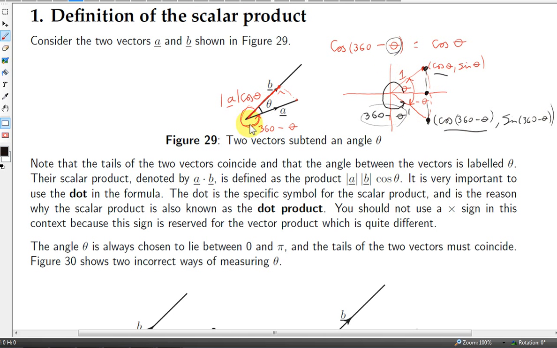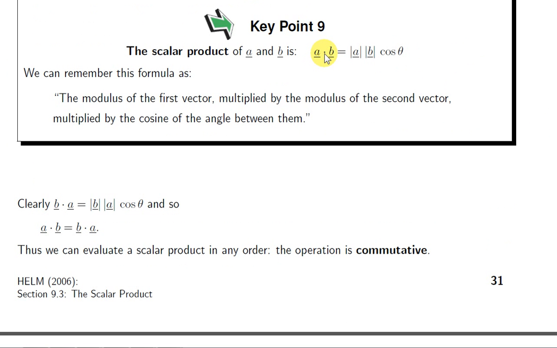So we don't have to worry about which angle we use when we're getting the dot product, because the cos will give us the same result. So that's A dot B. Now what about B dot A? Well, we get the modulus of the first vector, B, times the modulus of the second, A, times the cos of the angle in between them. Well, that angle is going to be the same as this angle here. The angle between A and B is obviously the same as the angle between B and A.